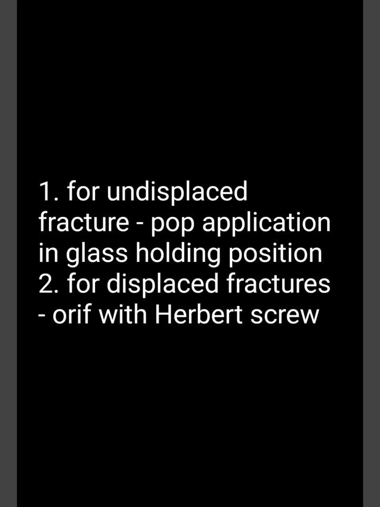Treatment of scaphoid fracture: 1. For undisplaced fracture, POP application in glass holding position. 2. For displaced fractures, ORIF with Herbert screw.